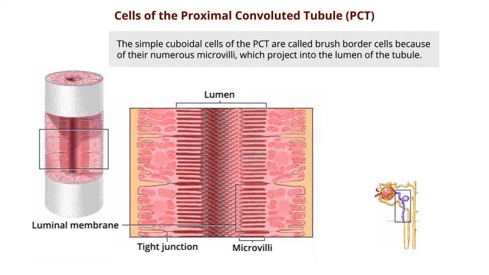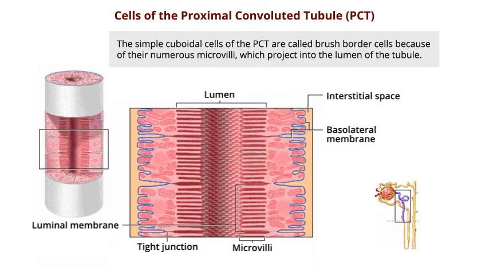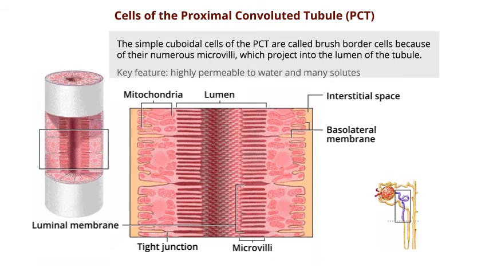Tight junctions between adjacent cells permit passage of water, but limit the escape of large molecules from the tubular lumen into the interstitial space. The highly folded basolateral membrane of the cells contains numerous integral proteins involved in passive or active transport of substances between the intracellular and interstitial spaces. Numerous mitochondria provide the ATP necessary for these active transport processes. The key feature of these cells is that they are highly permeable to water and many solutes.